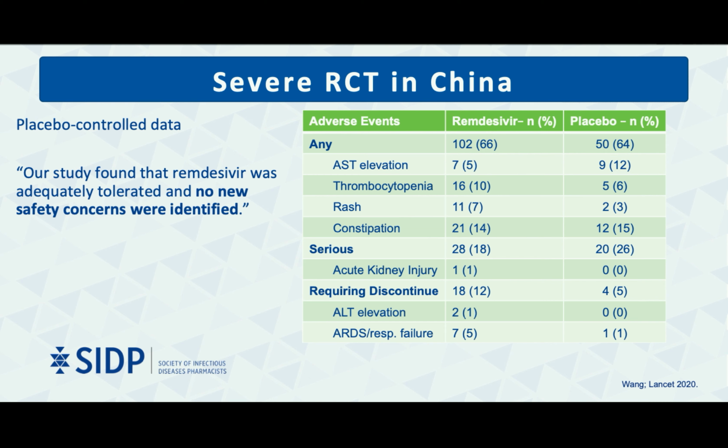No new safety signals were identified in this study, and there was an overall low rate of discontinuation due to adverse events. 12% of patients in the remdesivir arm and 5% in the placebo arm required discontinuation of therapy due to adverse events. There was a notably low rate of transaminitis in this study overall, seeing that only 1% of patients required discontinuation due to ALT elevation in the remdesivir arm.